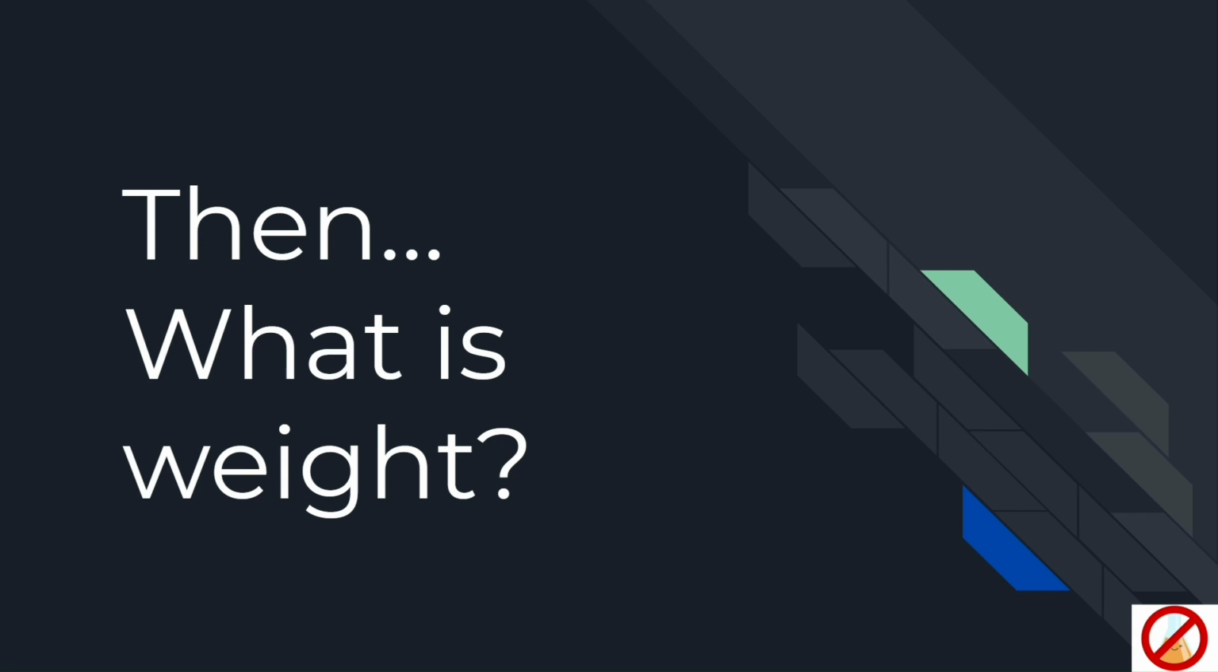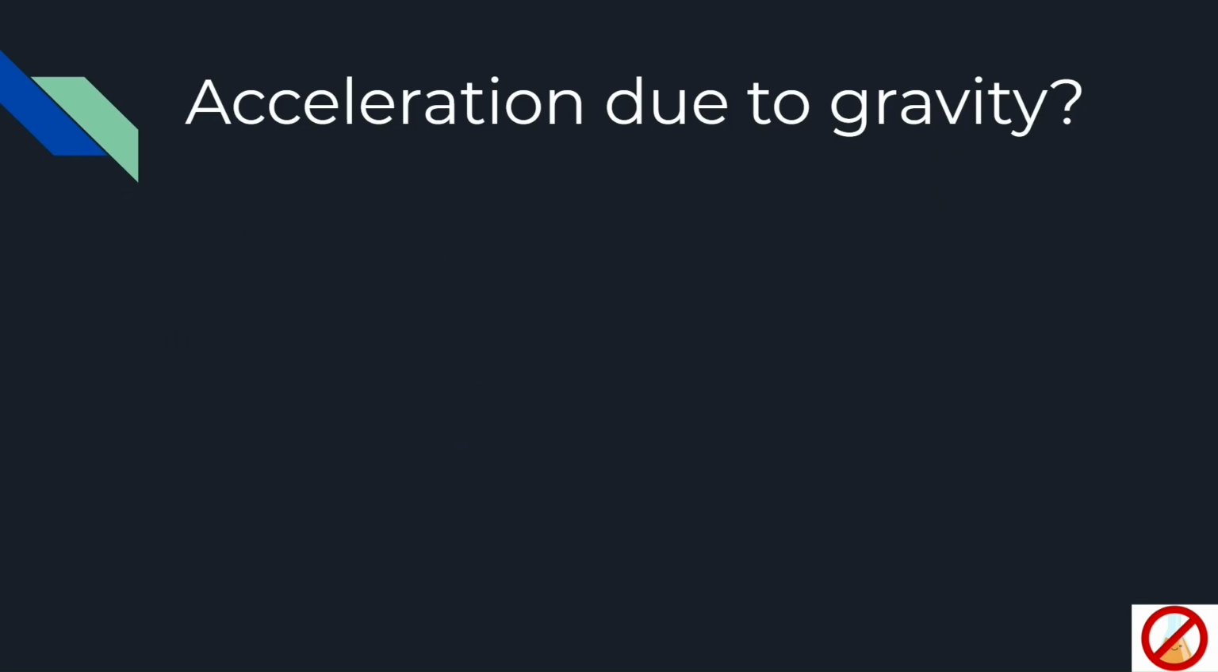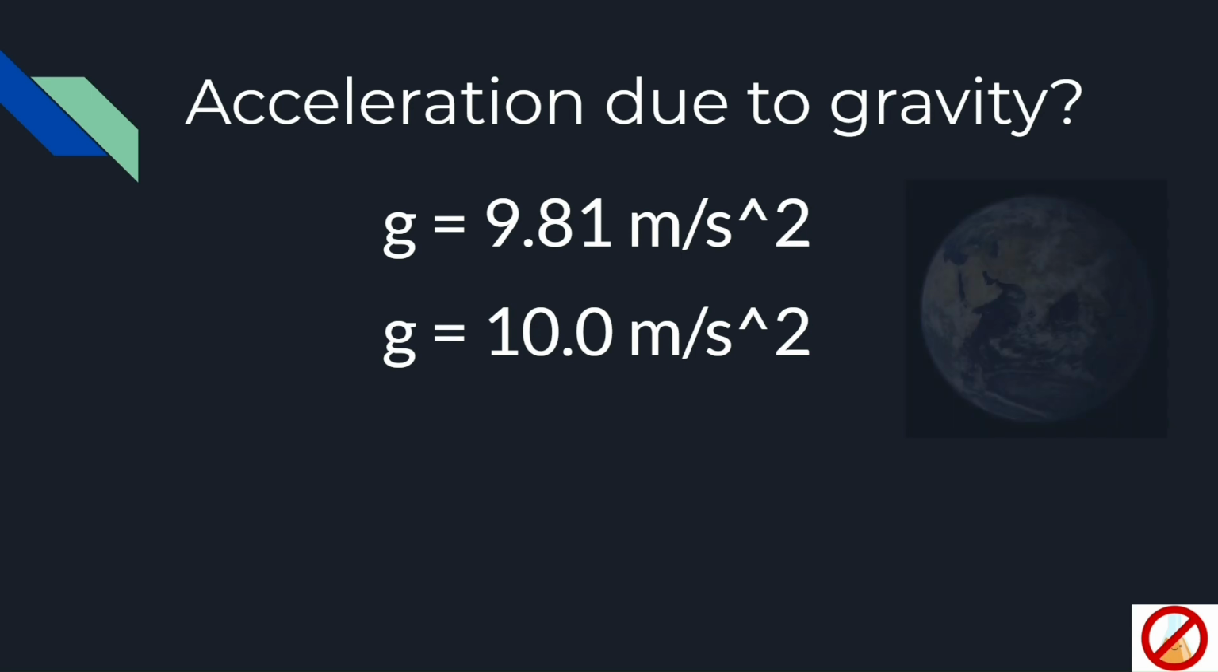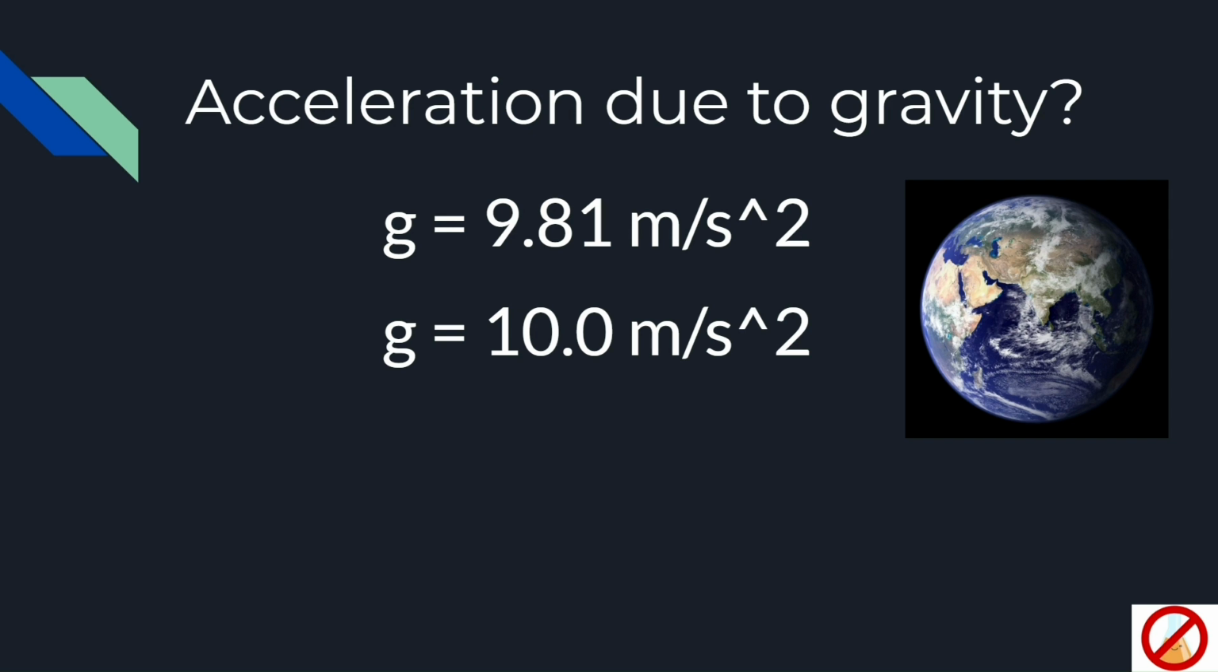So in order to understand weight, we have to start with something called acceleration due to gravity. And what does that mean? Well, in physics, we represent this with a small letter g. And the acceleration due to gravity on Earth is 9.81 meters per second squared. And usually we round it up to just 10 meters per second squared for a more convenient calculation. And that's the situation on Earth.